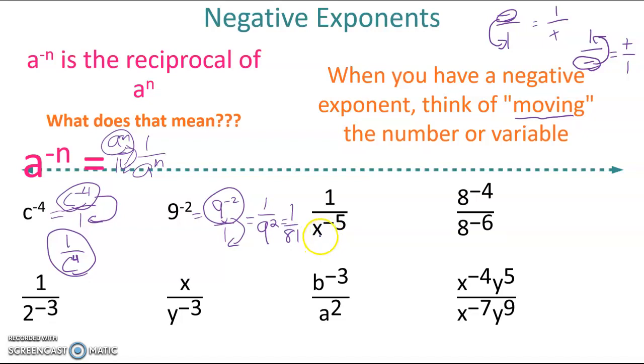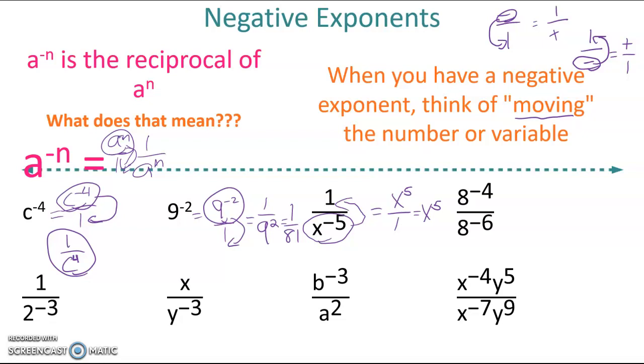Now, for the times that it's on the bottom, I have x to the negative 5th power. I take this x to the negative 5th power and move it all the way up to the top here. That means it's equal to x to the 5th power. Technically x to the 5th power over 1, but if we have any fraction over 1, we don't even have to write that. So it's essentially that.